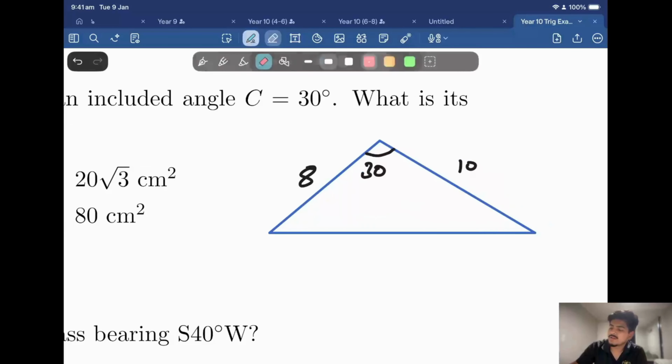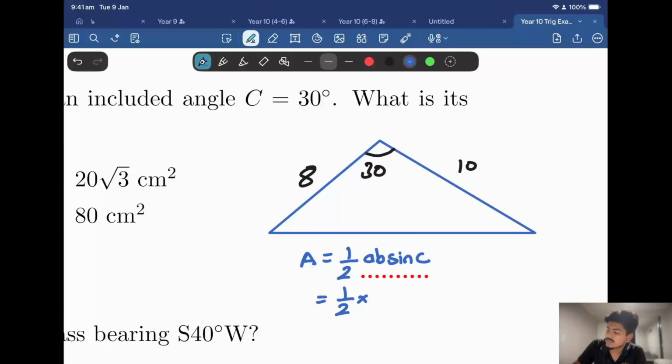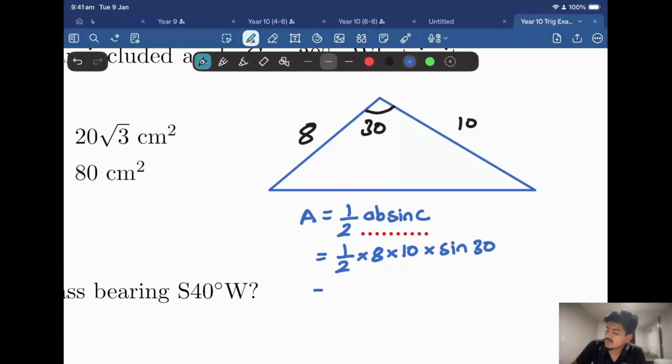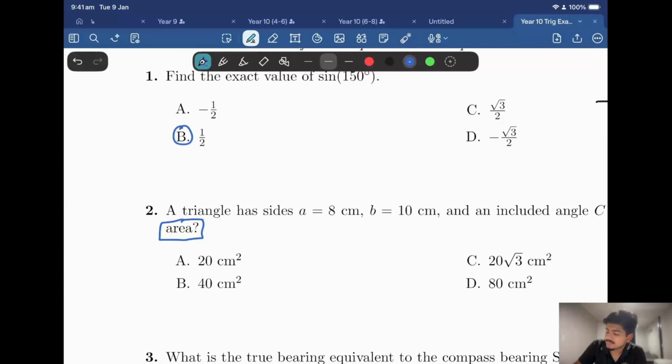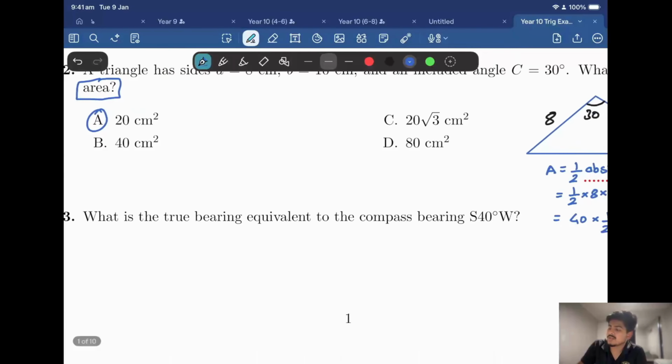Okay, so what do we need to find? We need to find the area. Area of a triangle is given by A is equal to half AB sine C. That's 1 over 2 times A, which is 8, times B, which is 10, times sine of 30. Okay, so 1 over 2 times 8 times 10 is just 40, times sine 30, which is 1 over 2. So your answer should just be 20 centimeters squared, which is option A. Okay, read the question properly.